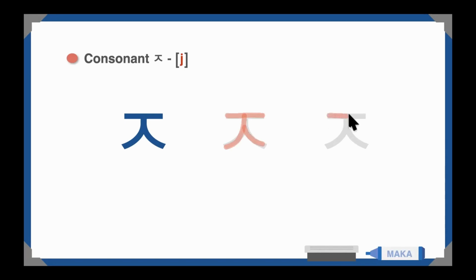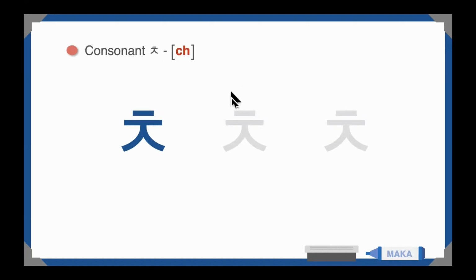Okay. And now we will study another consonant. This is ch. This is quite similar to the CH sound, like church, child, chocolate. So this is ch. Let's write from left to right and top to bottom.